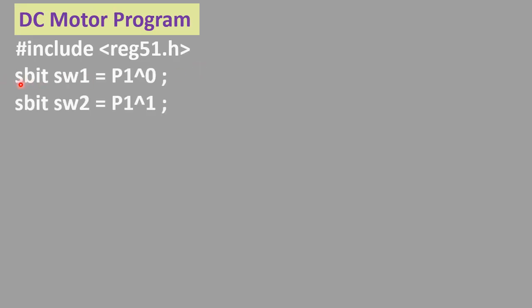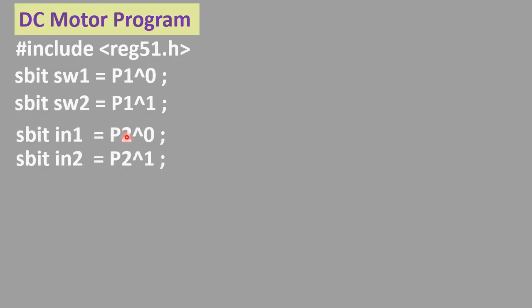Let's do the coding part. Initially, the reg51.h file is included as it contains information of all special function registers of the 8051. Using sbit, rename P1.0 and P1.1 pins as SW1 and SW2. The 2 switches are connected to these 2 port pins. Similarly, rename P2.0 as in1 and P2.1 pin as in2, as these 2 port pins are connected to in1 and in2 pins of the driver IC. Renaming the port pins with relevant names makes our job easier.